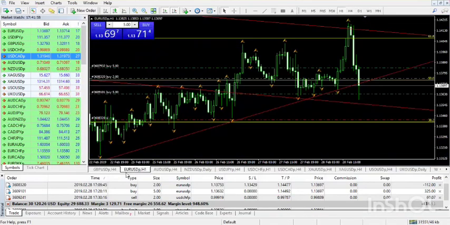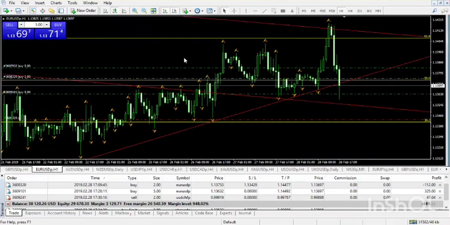So that's that about the Gann technique. Any questions or problems with the Gann technique?